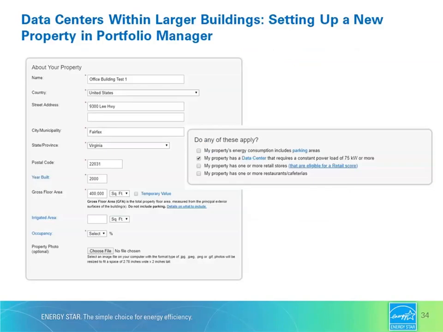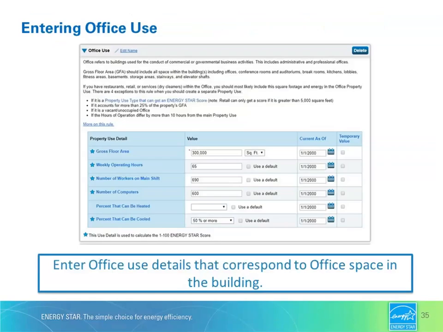First, let's briefly go over setting up this kind of property in Portfolio Manager. If you're first setting up your property, let's say it's an office, you'll see this box on the initial setup screen asking if any of these situations apply: parking areas, data centers, retail stores, and restaurants or cafeterias. You would check the box indicating that your property has a data center that requires a constant power load of 75 kilowatts or more. Then on the next screen, you'll enter your use details for both the office and the data center.